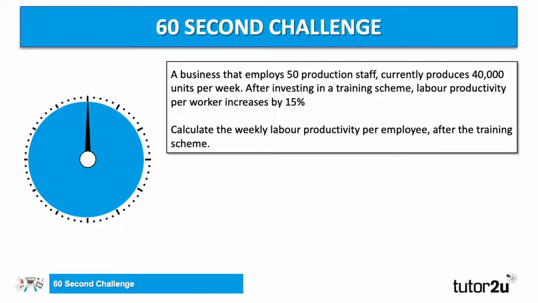A business that employs 50 production staff currently produces 40,000 units per week. After investing in a training scheme, labor productivity per worker increases by 15%. Calculate the weekly labor productivity per employee after the training scheme. 60 seconds to do this. Good luck. Answers in the chat window, please.